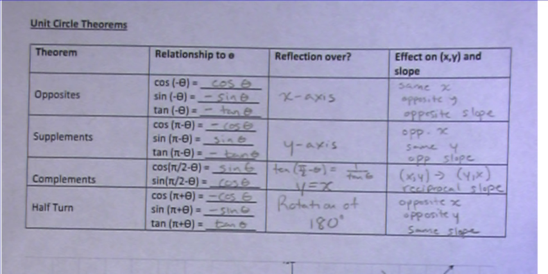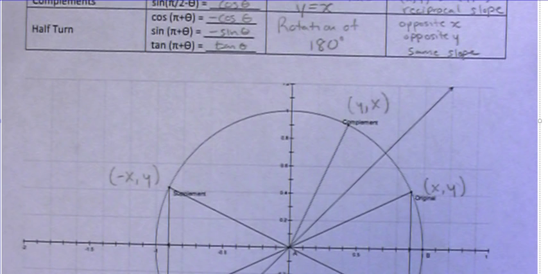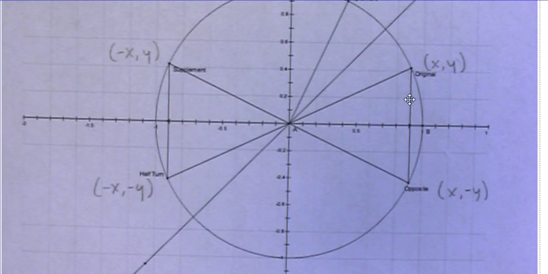The slopes end up being opposite. So in the picture at the bottom, here is the original theta, and this would be a rotation of negative theta. We can see the reflection over the x-axis. The x-coordinates stay the same, the y-coordinates are opposite. This one has a positive slope, this one has a negative slope, so we can see those relationships.